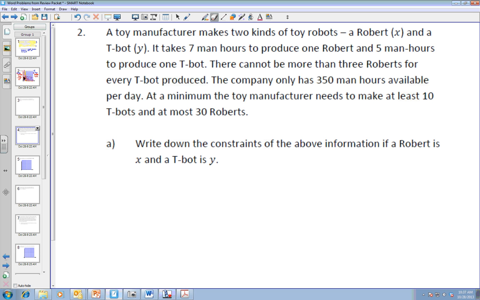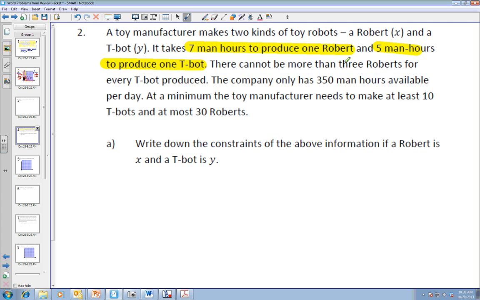Okay, this is problem 2 from your word problems. A toy manufacturer makes two kinds of toy robots, a Robert X and a T-Bot Y. And we're going to highlight the information as we read it. It takes 7 man-hours to produce one Robert, 5 man-hours to produce one T-Bot.